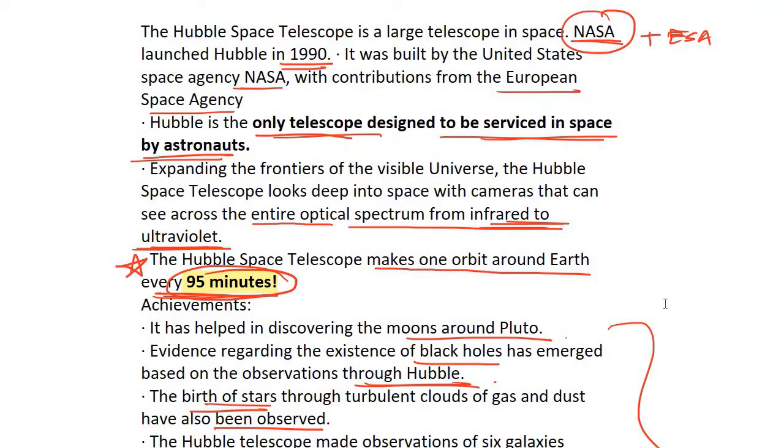And then what we can remember is that it is the only telescope designed to be serviced in space by astronauts. What we can remember is that it makes one orbit around the earth every 95 minutes, and it can look deep into space because it has cameras that can see across the entire optical spectrum from infrared to ultraviolet. These three things we can keep in mind.